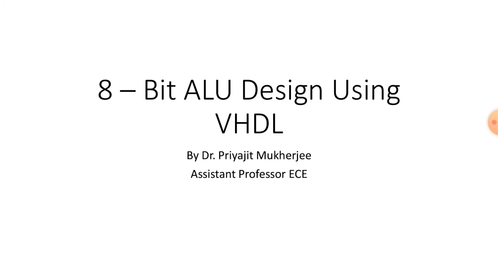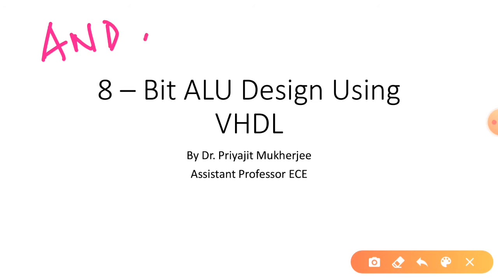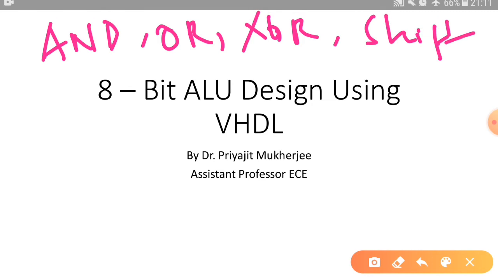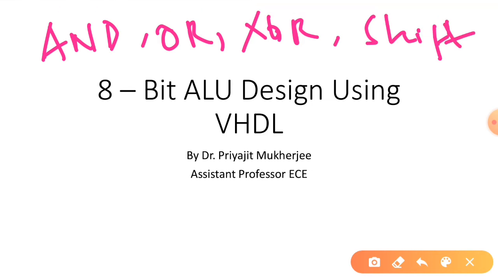And what do you mean by the logical operations? Logical operations mean AND, OR, XOR, XNOR, NAND, NOR. Those are logical operations. Along with that, shifting, right shift, left shift, those are also called logical operations. So the arithmetic and logic unit can perform all these arithmetic and logical operations.